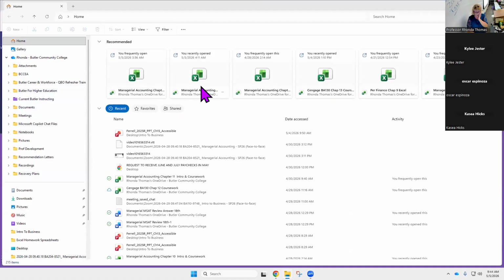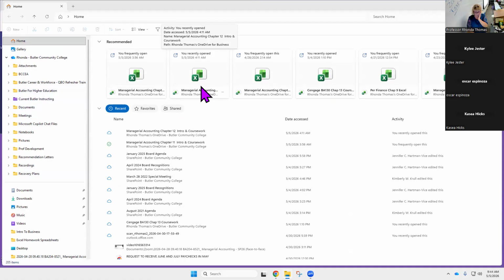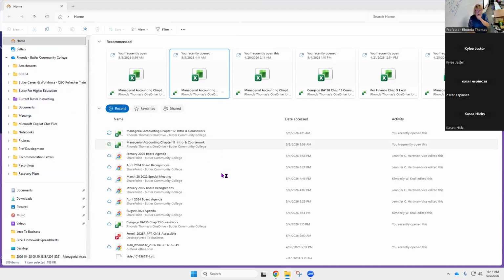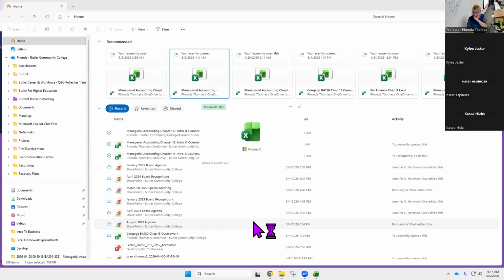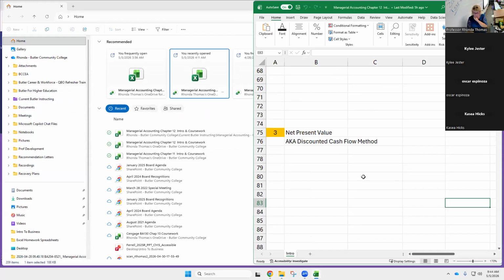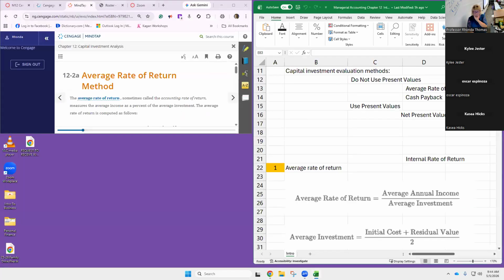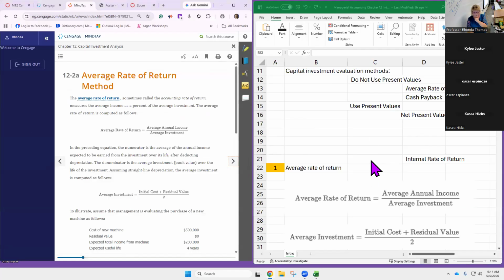Okay, let me open up my chapter 12 here. Glad to see it's in here, because I was working on this. Okay, so let's go to the problem. Here is the formula.